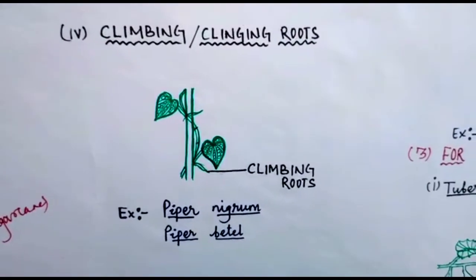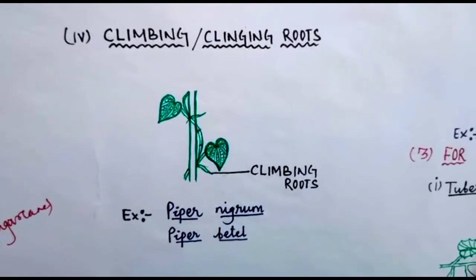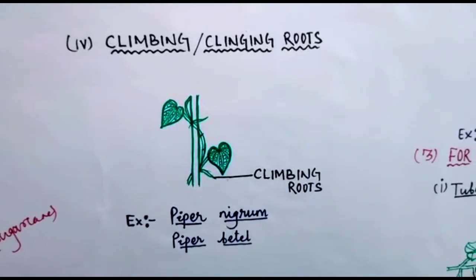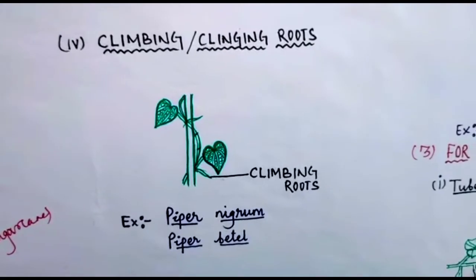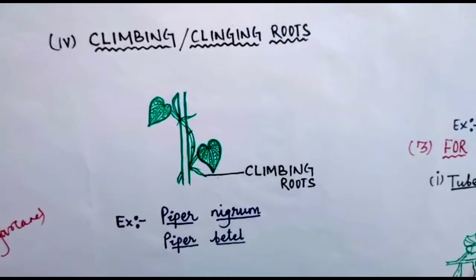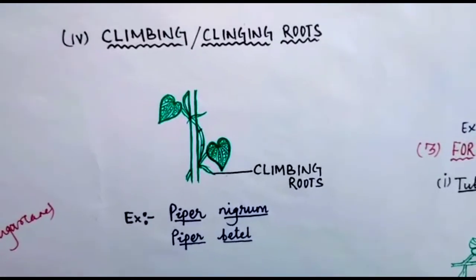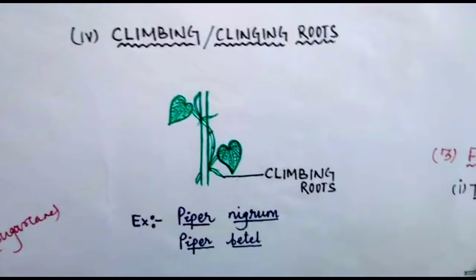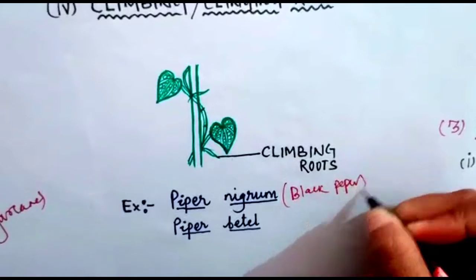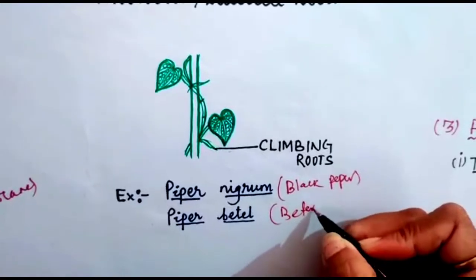The next is climbing or clinging roots. These roots help the plant for climbing. Here the stem is not strong and it is very weak to hold the plant upright. So, some support is required for the stem to hold the tree. Example is Piper nigrum, which is known as black pepper, and Piper betle, which is known as betel plant.